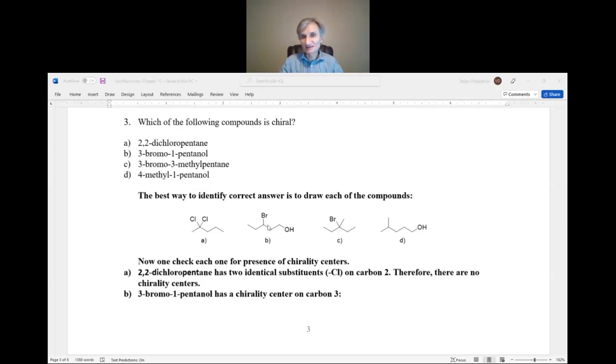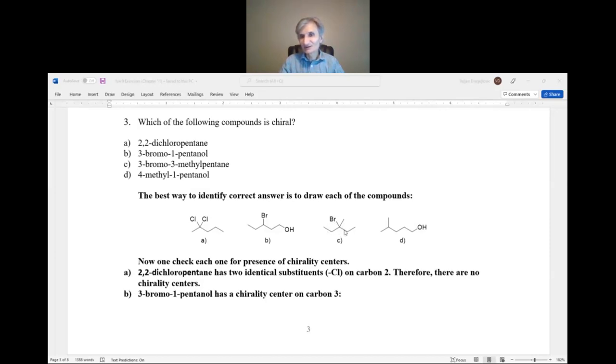B has a chirality center, right here. Carbon 3, because that one has bromine, hydrogen, not shown, an ethyl group, and this group that is CH2CH2OH. So actually this OH breaks the symmetry. And so it's an unsymmetrical compound, and therefore a chirality center with 4 different substituents. Double check. C, you see, this one has bromine, methyl, but these are 2 identical ethyl groups.